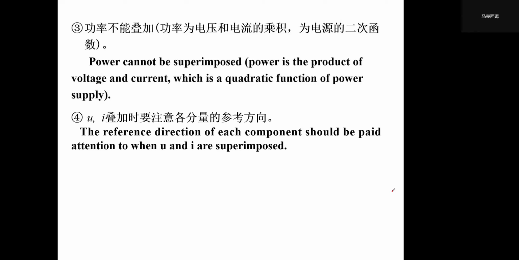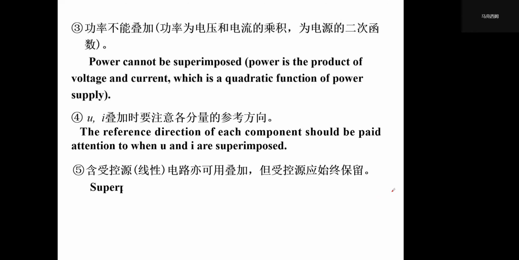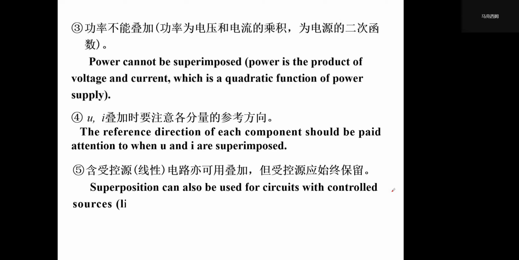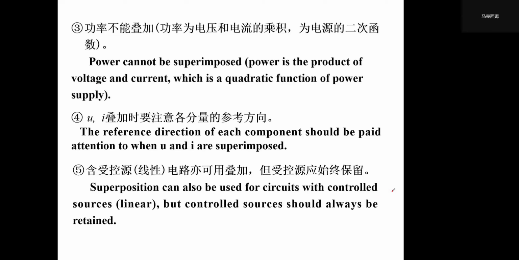So remember to look carefully at the reference direction when we apply this theorem. And we should always keep the control source in. We cannot treat it as an independent source. So the control source cannot be excluded from the sub diagram.